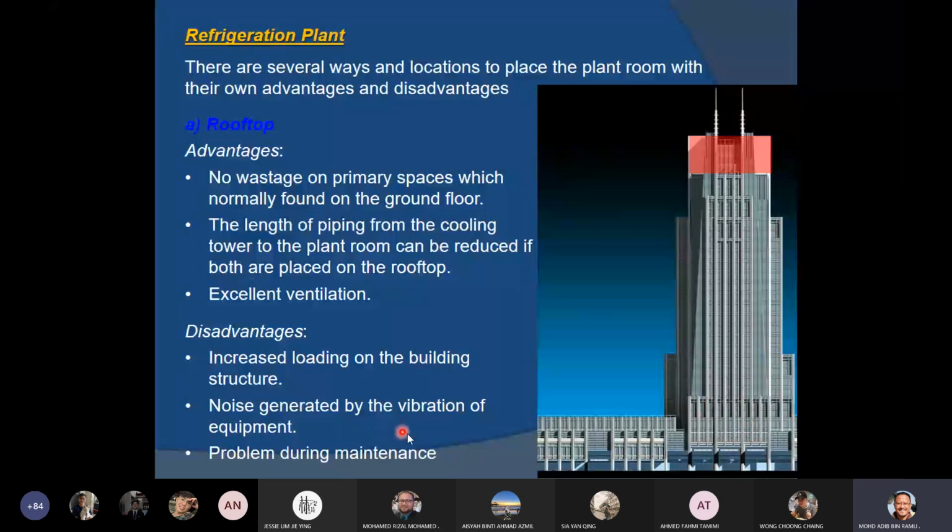And then there is noise generated by the vibration of equipment, which might be felt by all the spaces. So that's why it's very important to introduce devices to absorb the noise. And there's a problem during maintenance: it's very difficult to go up there to maintain, especially when there's a malfunction of the cooling tower, replacement of the chiller, and so on.